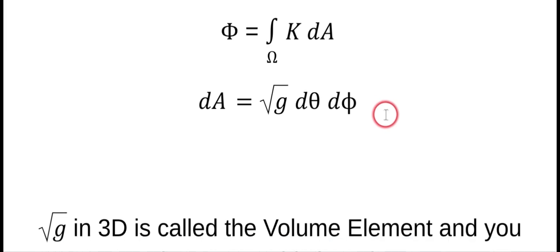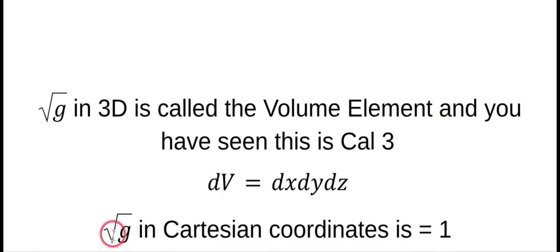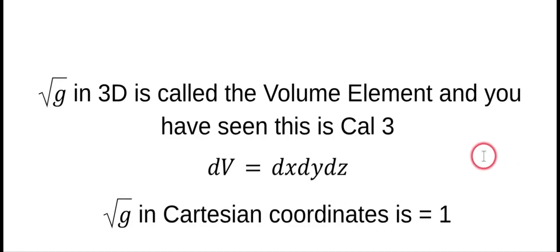All right. So this thing in three dimensions is called the volume element, and you've seen this in calculus 3, but it wasn't obvious. Back in calculus 3, you probably saw a volume element dV written as the differentials of the coordinates in Cartesian space, right? Well, what is the determinant of the metric tensor in Cartesian coordinates? The metric tensor is the identity matrix, so it's 1. So the square root of that is 1. So it was there. It was just 1.